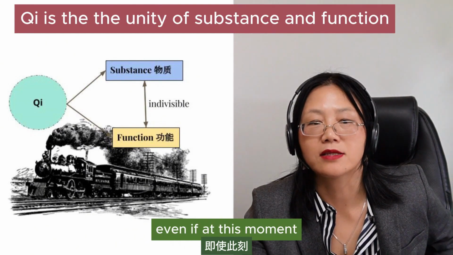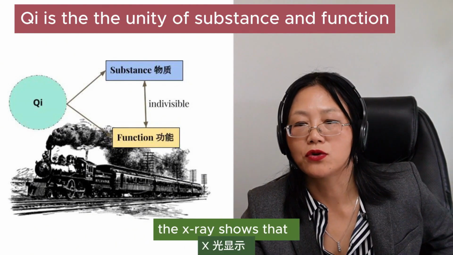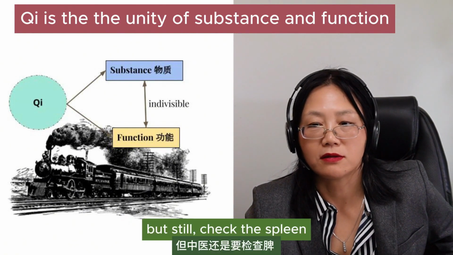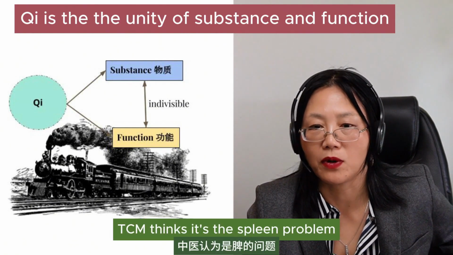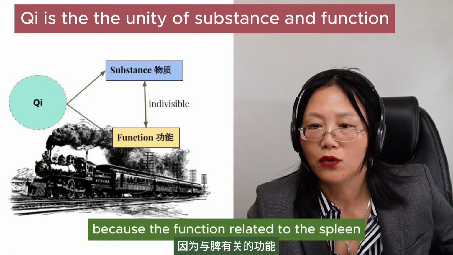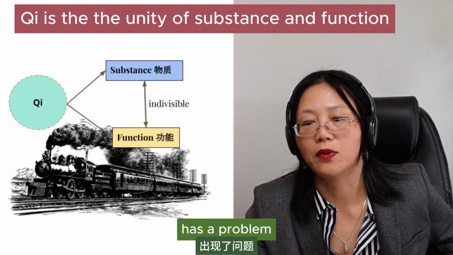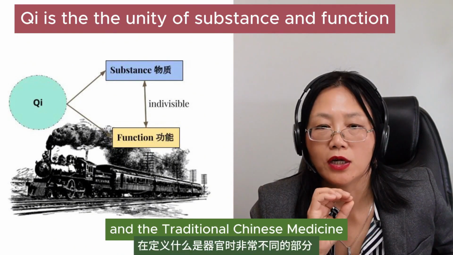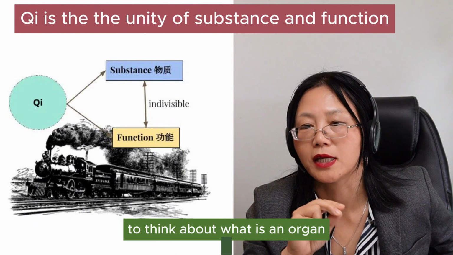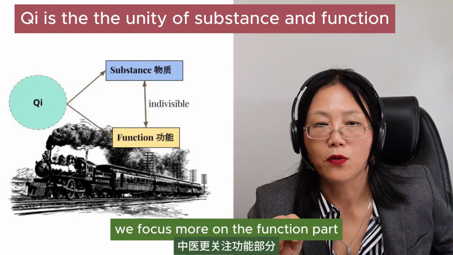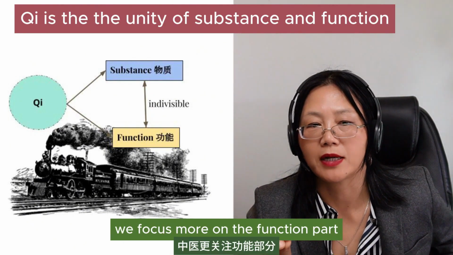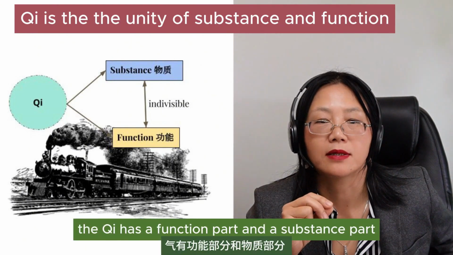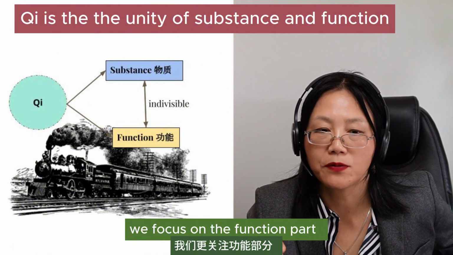Even if at this moment the X-ray shows that your spleen is perfect, no problem, TCM still thinks it's a spleen problem because the function related to the spleen has a problem. That's the very different part between Western medicine and traditional Chinese medicine in thinking about what an organ is. We focus more on the function part because qi has a function part and a substance part. We focus on the function part.